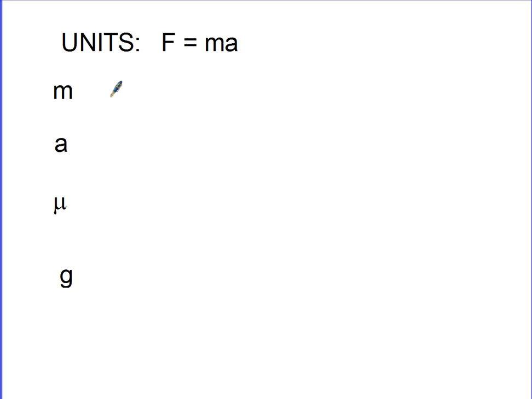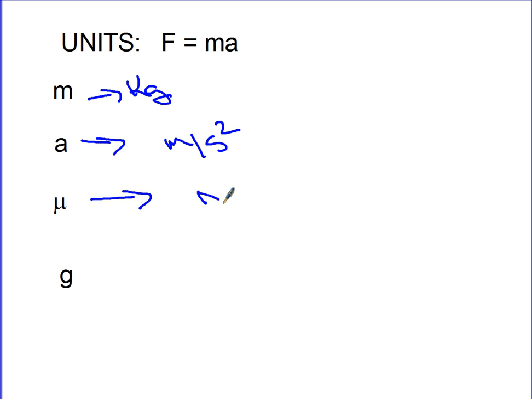Make sure you know the units. Mass is always measured in kilograms. Acceleration is always measured in meters per second squared. Mu, trick question, no units, don't give them to me. g is an acceleration, and we measure that in meters per second squared.